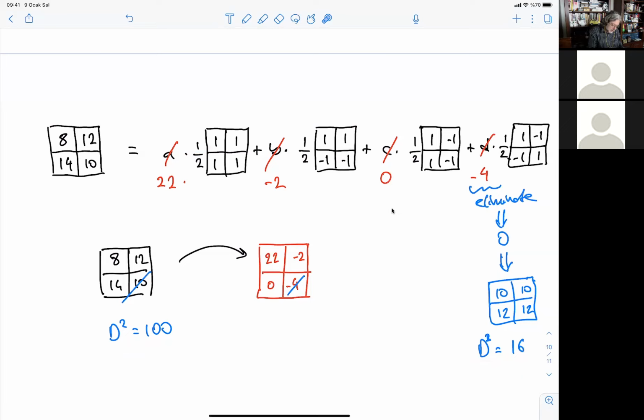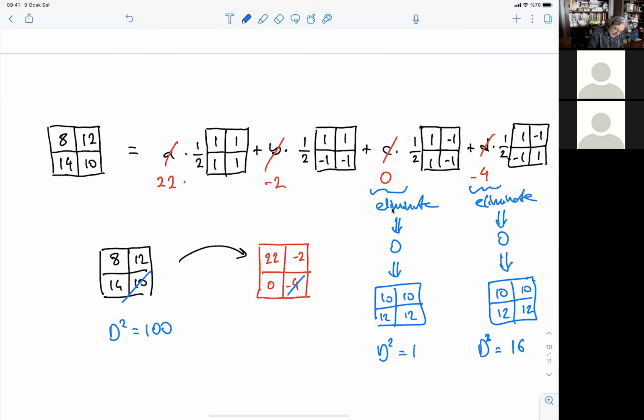But it will be more dramatic if I eliminate even more. For instance, let us also eliminate this one. Furthermore, on top of -4, now I both eliminate -4 and 0. And I again replace it by 0, whose original value was already 0, and the reconstruction would be the same, 10, 10, 12, and 12. So the square distortion will be equal to, again, 16.